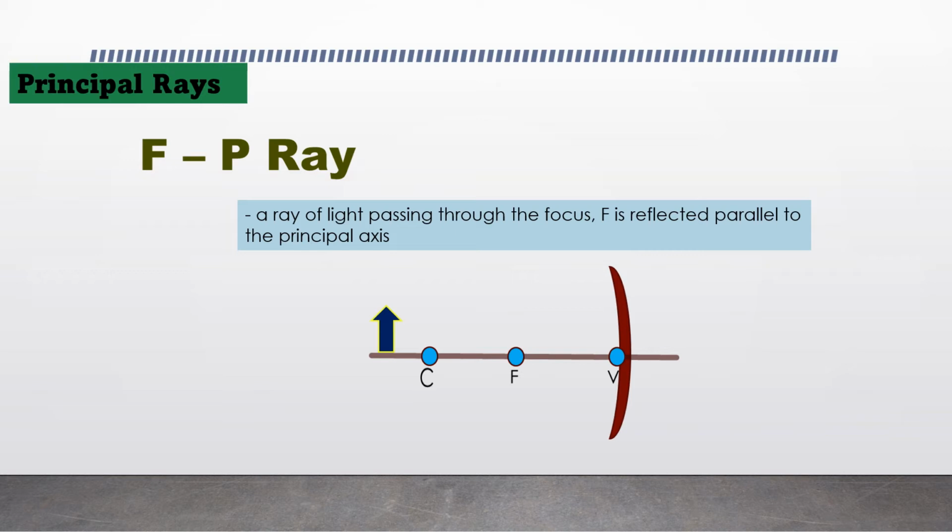This time, the incident ray should pass through the focus. So it goes like this. It passed through the focus. And then the reflected ray should be parallel to the principal axis. Like that. That is the F to P ray.